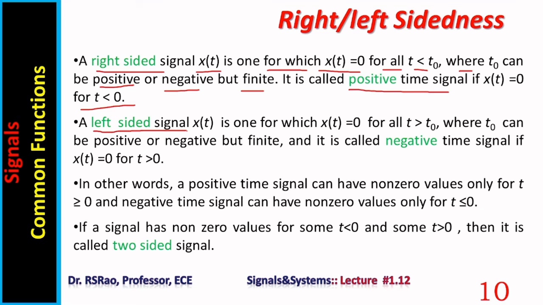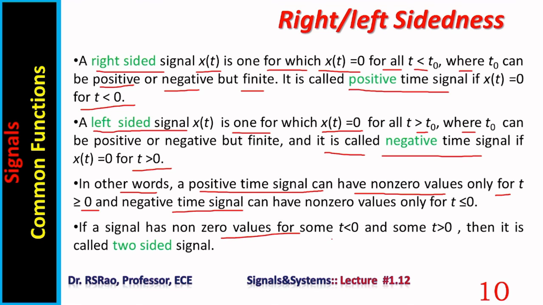A left-sided signal x of t is one for which x of t is 0 for all t more than t naught, where t naught can be positive or negative but finite. It is called a negative time signal if x of t is 0 for t more than 0. In other words, a positive time signal can have non-zero values only for t more than or equal to 0, and a negative time signal can have non-zero values only for t less than or equal to 0. If a signal has non-zero values for some t less than 0 and for some t more than 0, then it is called a two-sided signal.